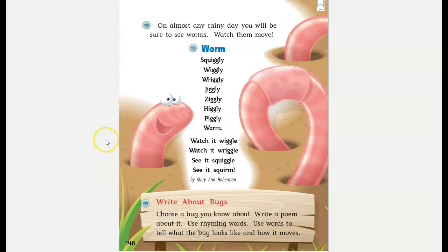Throughout this poem, they used one of the suffix endings that we are focusing on this week. We have talked about the ly ending, which is spelled L-Y. Almost all of the words in the beginning of the poem have ly at the end.